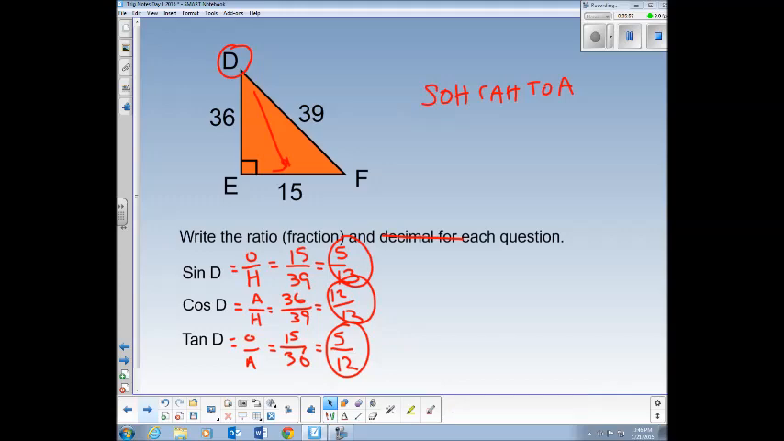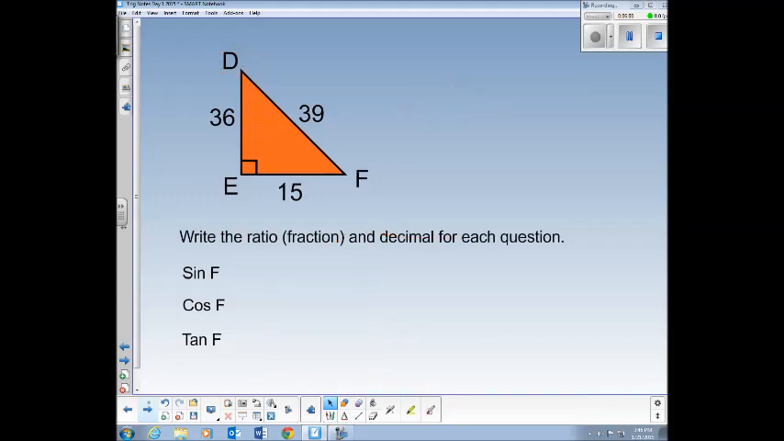All right, so as we go to the next page, do these three. Pause the video, do these three, and then come back and turn the video on and check your answers.